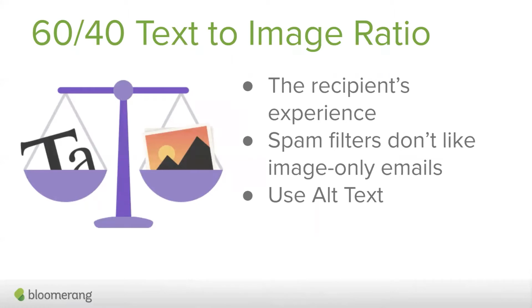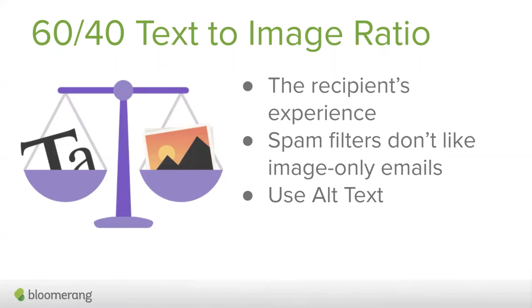Another rule of thumb here is a 60-40 text to image ratio. Overall, you want to keep a good balance of a little bit more text than images. Spam filters won't like an email that's all images or image heavy, especially. So keep a majority of text in your email. It also helps the recipient's experience, so they don't feel like they're flipping through a photo book, but actually have some content they can quickly glance at and get the message.